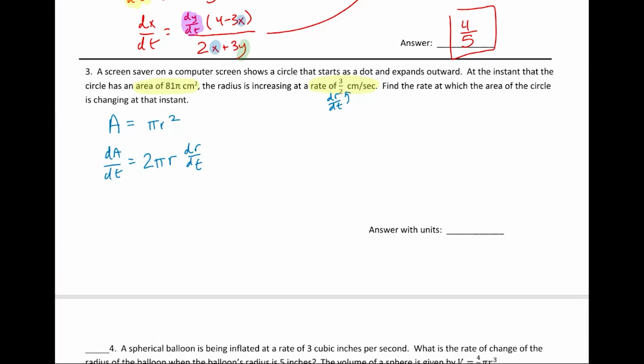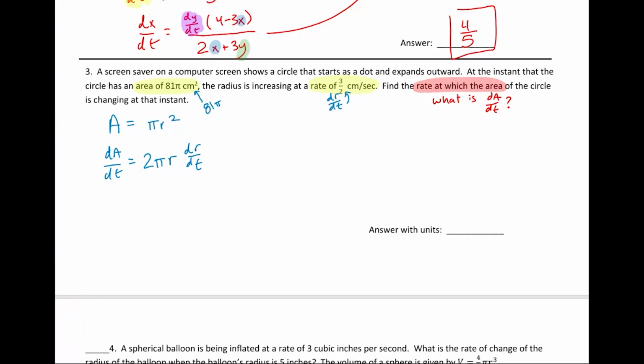The area is 81 pi. And so what are we looking for? The rate at which the area is changing at that instant. So yeah, we're looking for, find the rate at which the area is changing. So the question here is, what is dA/dt?